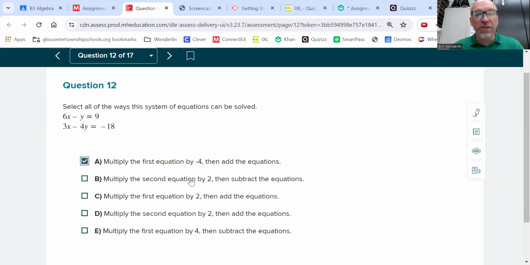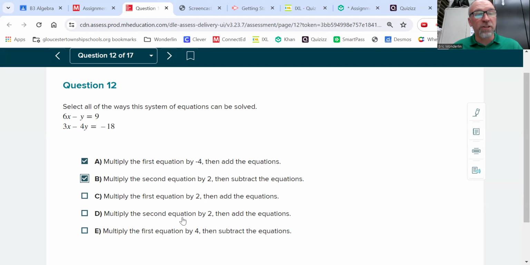Multiply the second equation by 2, then subtract. When I multiply this by 2, this 3x becomes 6x. 6x and 6x, subtract. That's good. Multiply the first equation by 2, then add. That can be 12x, 2y.